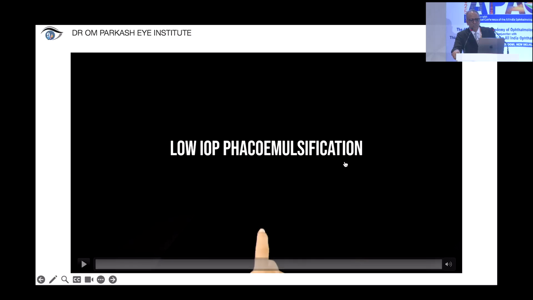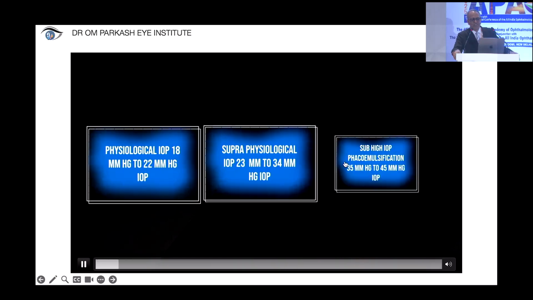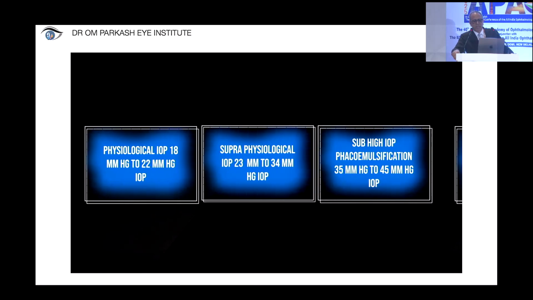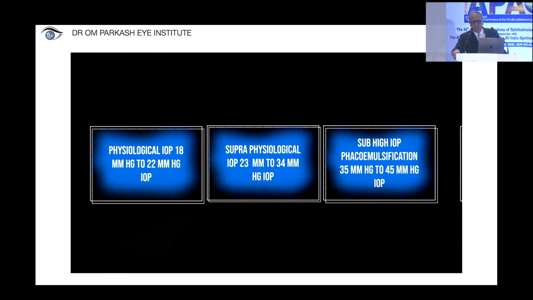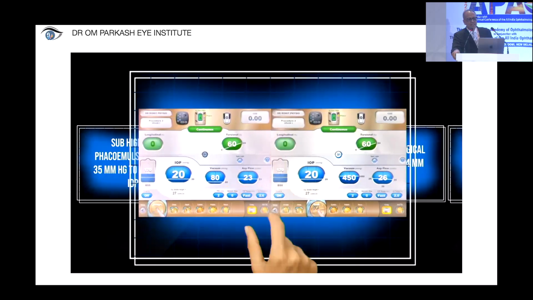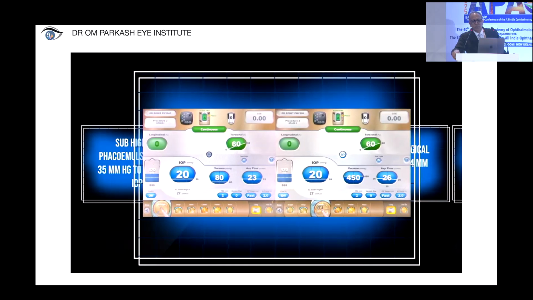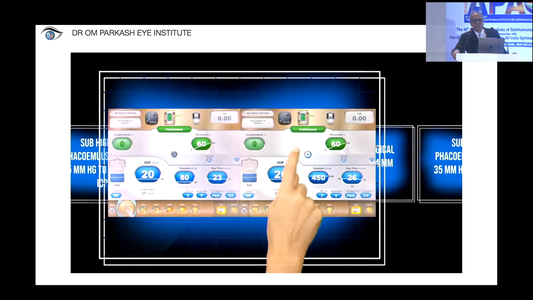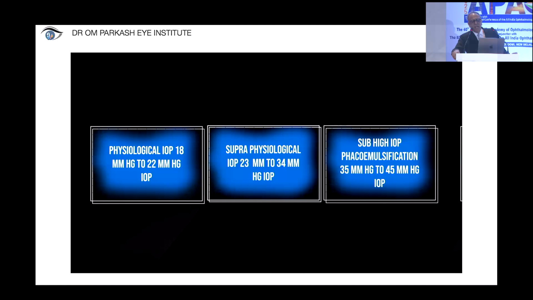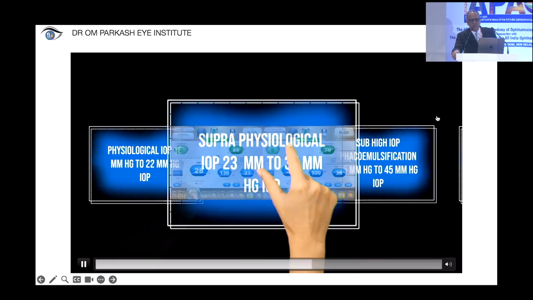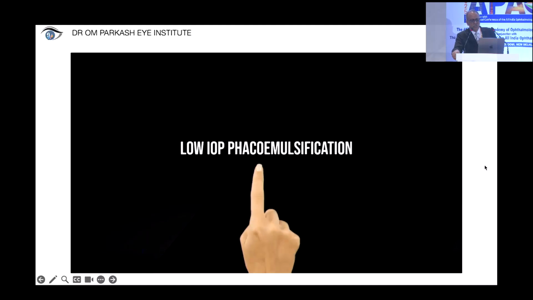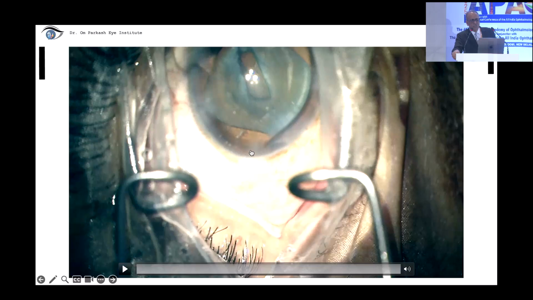I would be using the low IOP phacoemulsification as has been shown by Bob Osher and Abhay Vasavra. So I would be using an IOP of around 20 or so. The max which I would be going to would be a supraphysiological IOP, between 23 to 34, to my advantage.